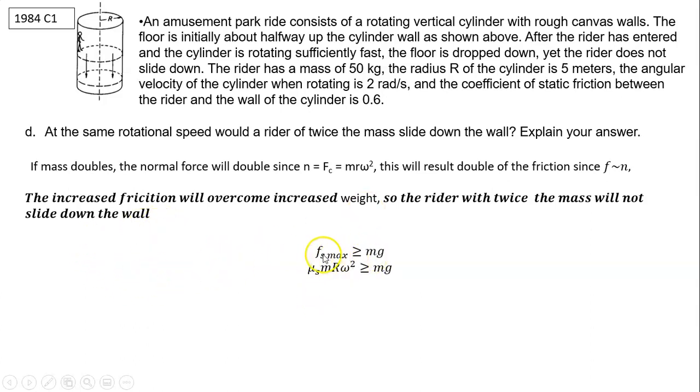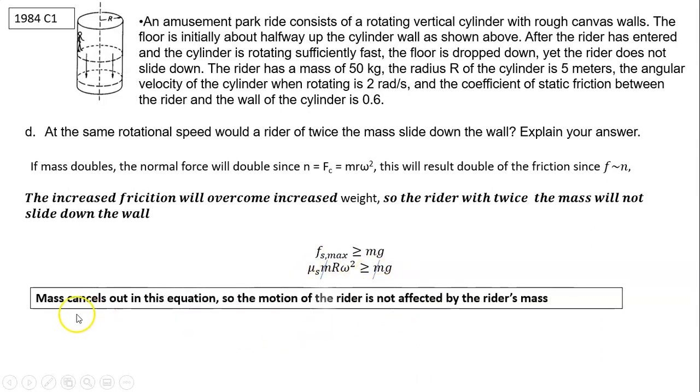Mathematically, you can figure out, we know maximum static friction has to be always greater than or equal to mg, otherwise the person will fall. Maximum static friction is mu s times N, and N is m r omega squared. You see in this equation, m cancels out. So that means in this equation, mass doesn't matter. The motion of the rider is not actually affected by the rider's mass.